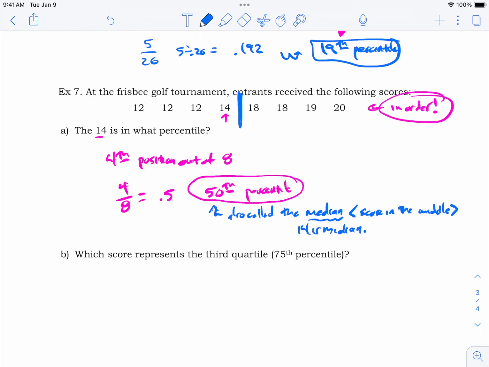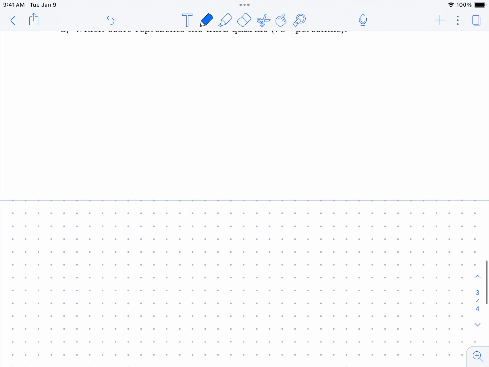Now, what number is on this line? There is no number on that line. So what we do in that case is to say, well, I'll split the difference between the 14 and the 18, which is a 16. And really 16 is the true median for this data set. But wait, we said the 50th percentile was 14. We said the 14 was the median, right? 16 is the real median. What's going on? Well, I have to bring up an issue here. So I'm going to do that down here on the blank page.